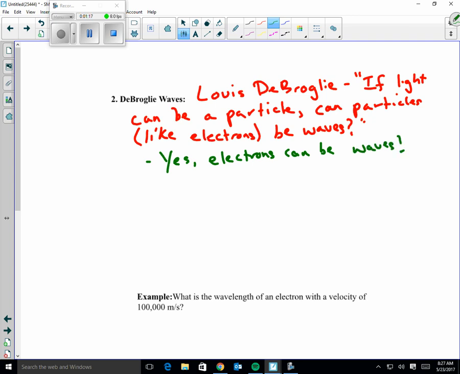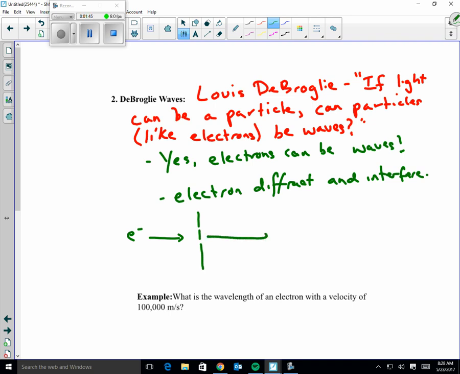And how would you prove it? Well, what they did was they found that electrons diffract and interfere, and produce the same type of interference pattern if they're shot at a set of slits. If I take an electron and fire it at a double slit opening, I will still get diffraction interference. So I get central maximum, first order maximum, and so on.